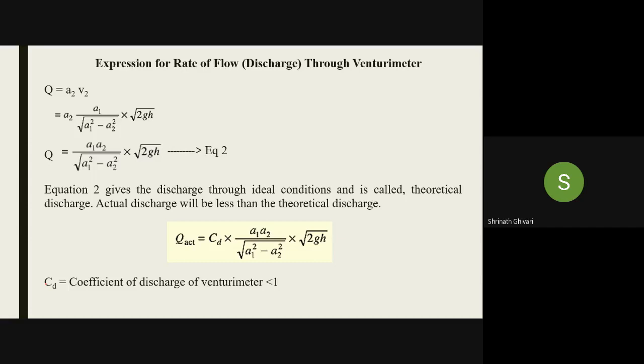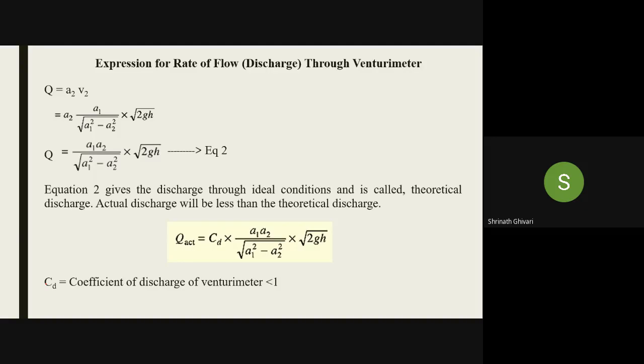If you get 1 while solving in the lab also, then you have to change some values. You have made some mistakes while taking the areas, so you have to change them. You'll get the value of Venturi CD below 1. Okay, that is the expression for the flow rate through the Venturimeter. Any doubts?